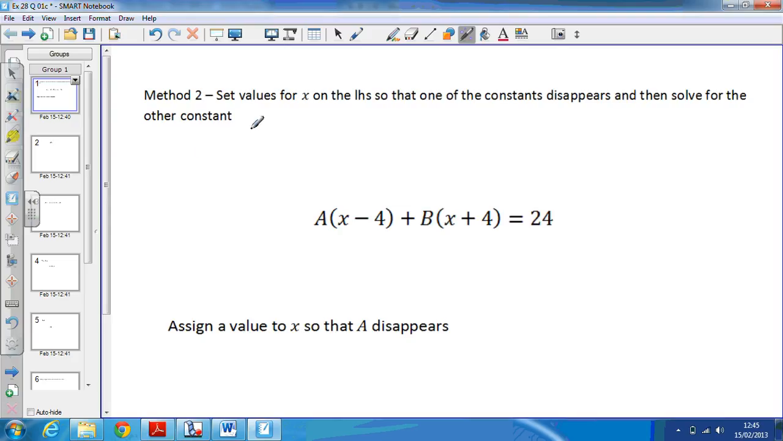Again, the trick here is to set values for x so that one of the constants disappears, and then we can find the other one. That's the idea. So here's our original equation. Assign the value of x so that a disappears. Well, if we look at this particular part of it, if x was 4, 4 minus 4 is 0, so a would disappear. So that's the trick. We let x equal 4.